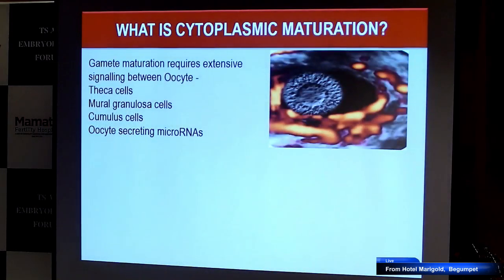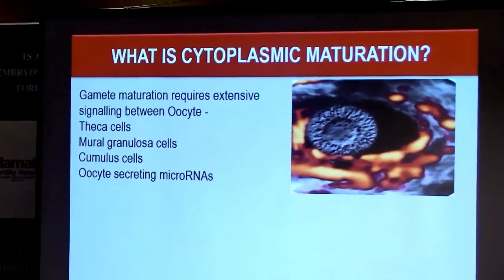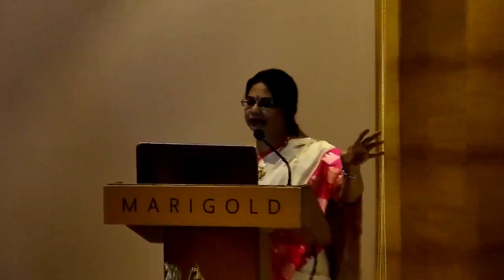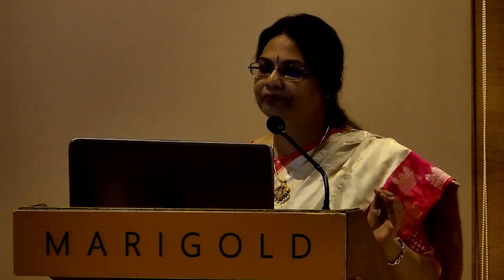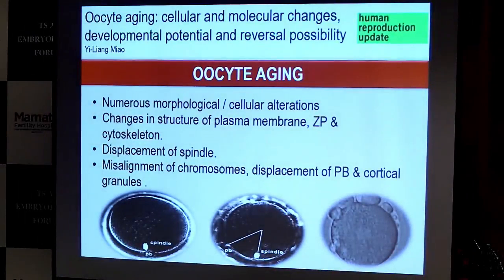Now, what is cytoplasmic maturation that is happening in that follicle? It's an extensive signaling of the oocyte to the theca cells, the granulosa, the cumulus cells, and the oocyte secreting microRNAs that are being released into the follicular compartment. So this cytoplasmic maturation starts off a lot of protein synthesis, modification of the proteins in the oocyte, and it's important to understand that those oocytes that fertilize and give you good embryos in the lab come from good cytoplasmic mature oocytes. What is oocyte aging then?